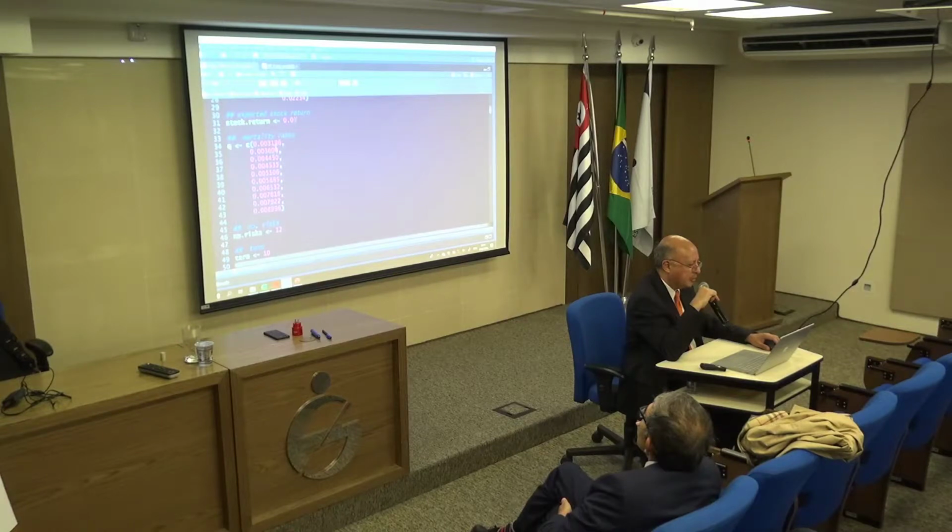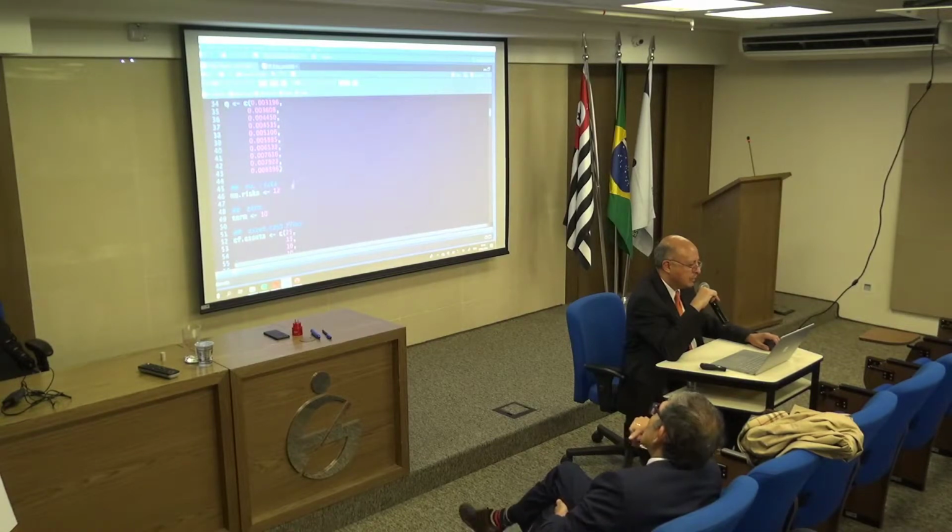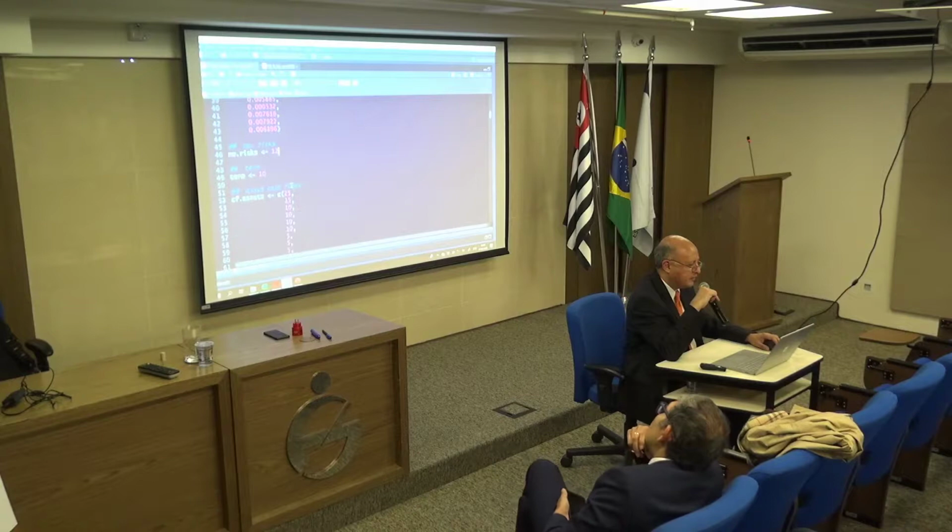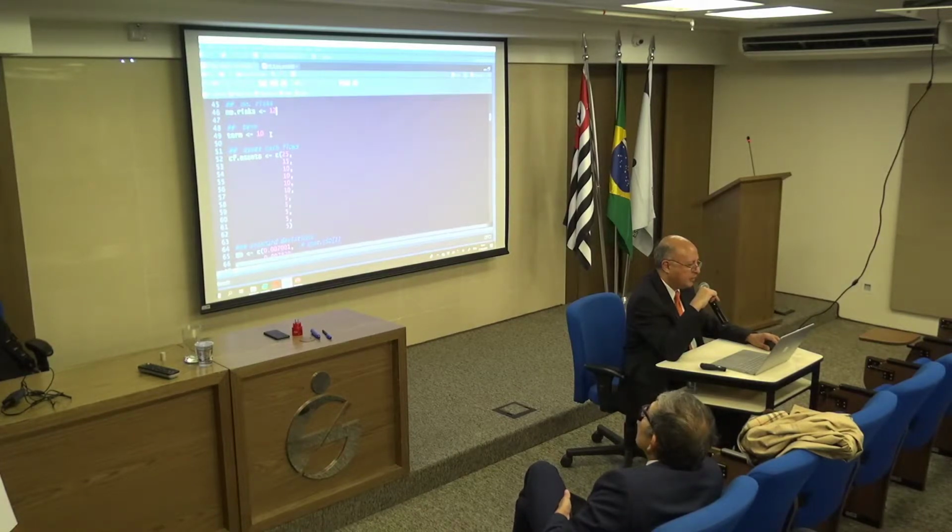I have my mortality rates here. I tell the program that there are 12 risks. 10 years is the contract period. This is the cash flow of the assets.